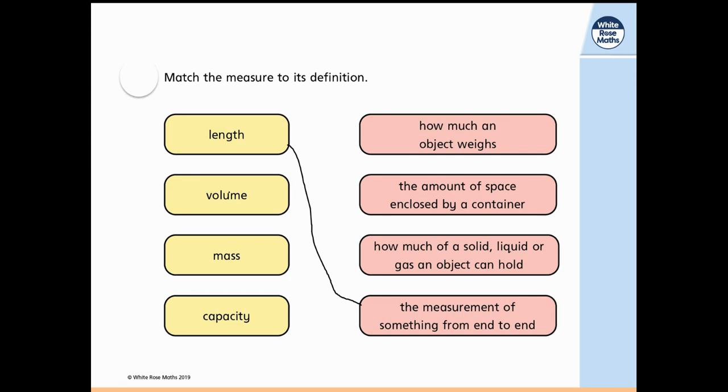Now you've got volume, is this one here, the amount of space enclosed by a container. Now, this one and how much of a solid, liquid or gas an object can hold, they're quite similar. And you've got two words here which are quite similar. You've got volume and capacity. Now, capacity is how much an object can hold. So capacity would be there. The volume is the space that's inside. So that would be that one there. And then that leaves mass. Mass is another word for weight. So it'd be on there.